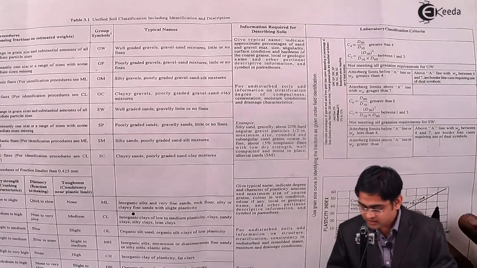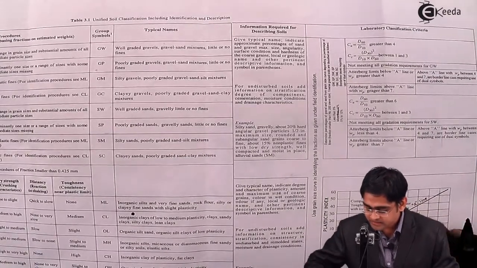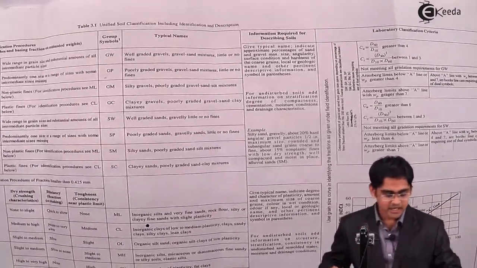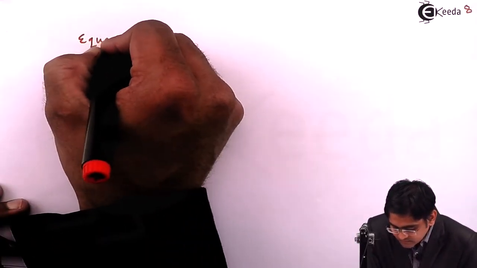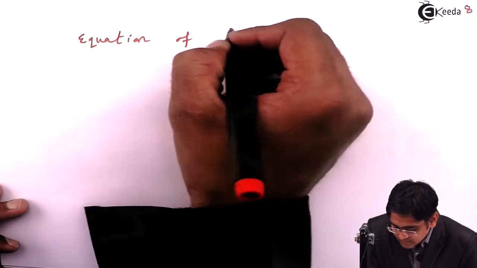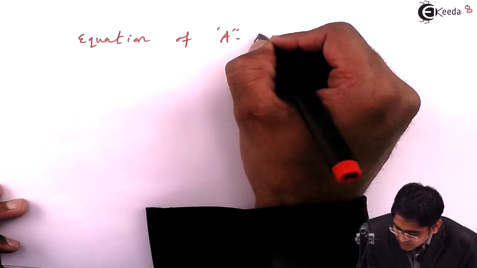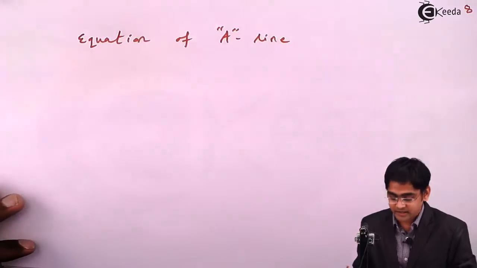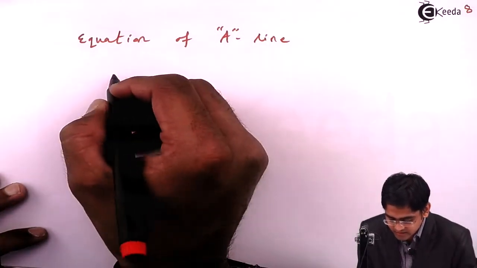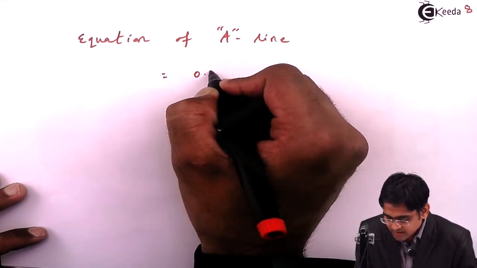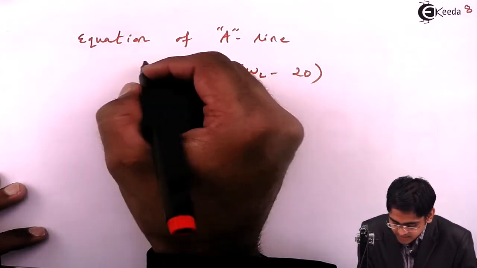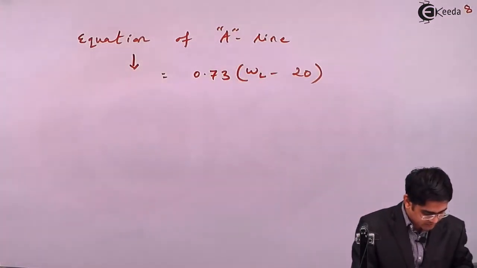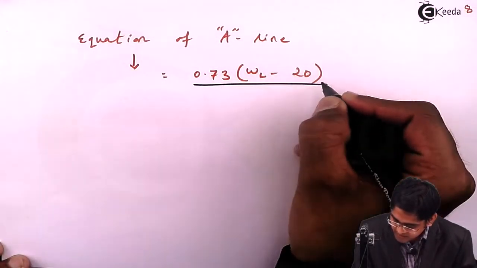this plasticity chart and this particular A line, and the equation of A line is given by, this line is named after the scientist Arthur Casagrande. The equation of A line is 0.73 (WL minus 20). Remember, this is again a very important term, A line.